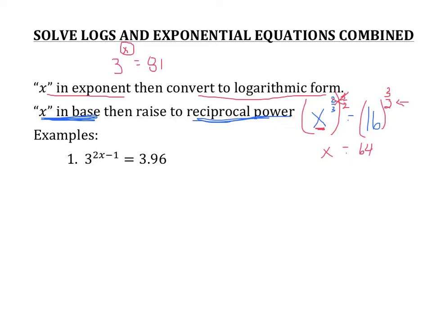So let's look at this first problem. It says 3 to the 2x minus 1 equals 3.96. First off, look at where your x is. My x is in the exponent. So in order to get up to the exponent, I'm going to have to convert it to a logarithm. To convert it to a logarithm, we're going to swirl, but remember you got to start with your base. So we're going to put our base in the basement. We're going to swirl around and say it's log base 3 of 3.96, and that equals 2x minus 1.